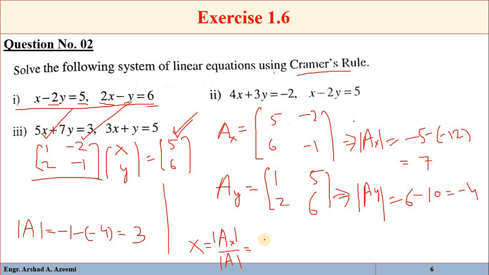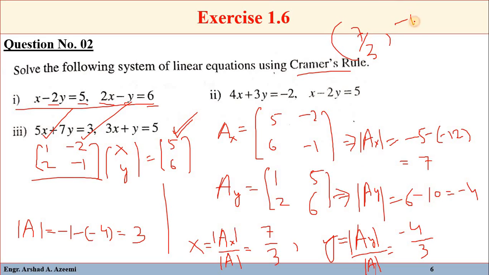Okay, now X is equal to determinant of AX divided by determinant of A. Okay, so determinant of AX is 7 and determinant of A is 3. Similarly, Y is equal to determinant of AY divided by determinant of A. Okay, so that is equal to minus 4 divided by 3. So the solution is 7 by 3 and minus 4 by 3. So this is the solution of the first system of equations.